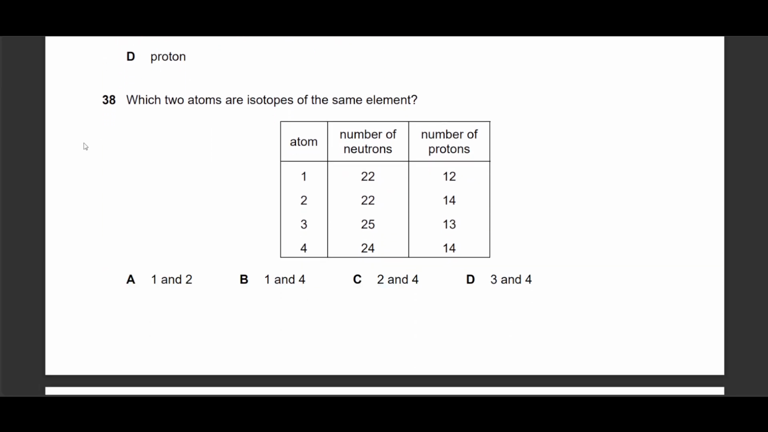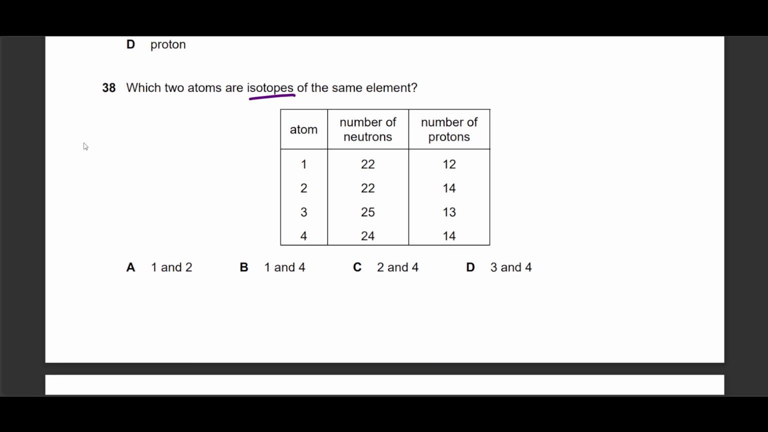Question 38 requires the definition of isotope, and we have memorized this in chemistry and physics alike again and again. Same protons but different neutrons. So let's figure out which one of them have same protons. So 14 and 14 are same protons but different neutrons. Neutrons are 22 and 24. So atom 2 and atom 4 should be isotopes of each other. So it's going to be 38C.